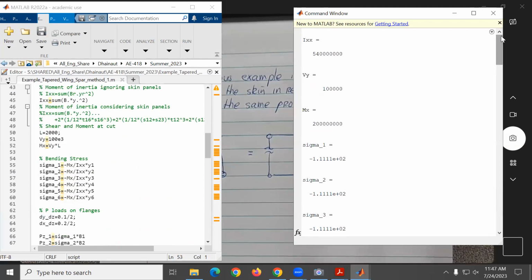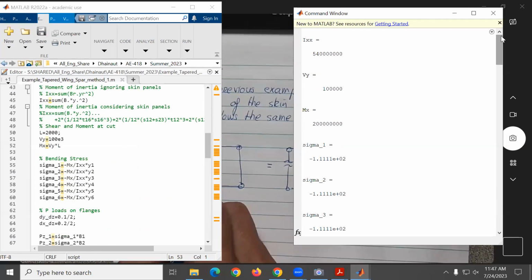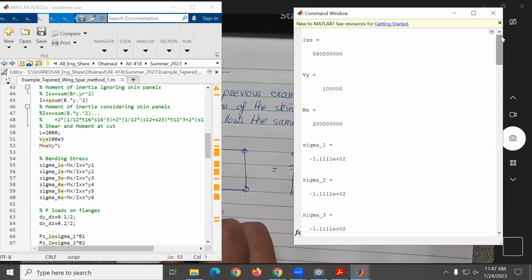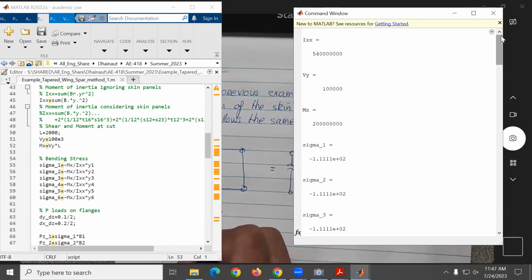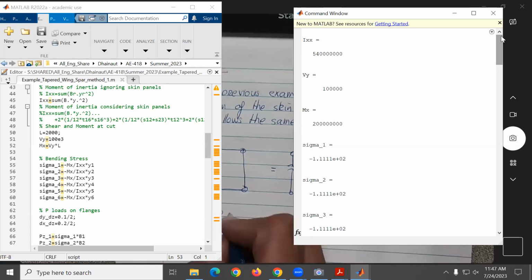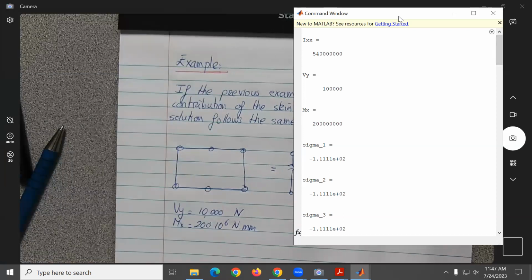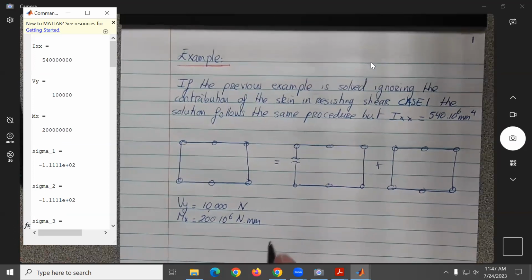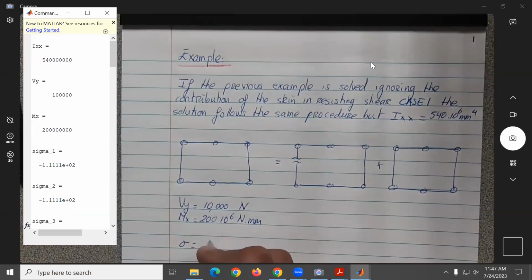Okay, so let's do a quick summary. So let's say Mx, but My equal to 10,000. Mx equal to 1, 2, so 1, 2, 3, 4, 5, 6, 7, 8. So 200, 10 to the 6, I guess is newtons, millimeters. The other one is going to be newtons.